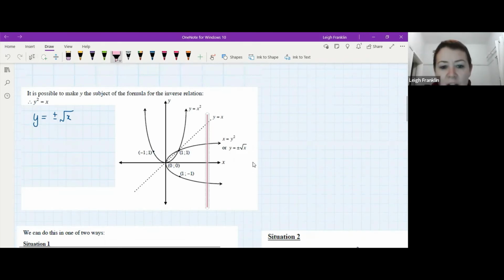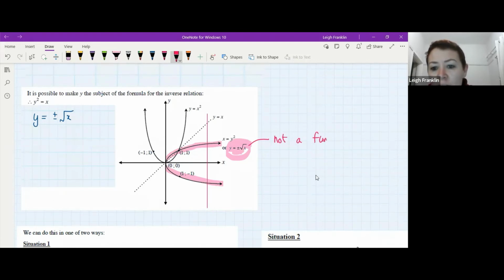And can you see I've put a pink line there, to show you that it's failing the vertical line test. So if this fails the vertical line test, what does that mean for us? Not a function. It means it's not a function. Absolutely. So as it stands here like that, this is not a function.